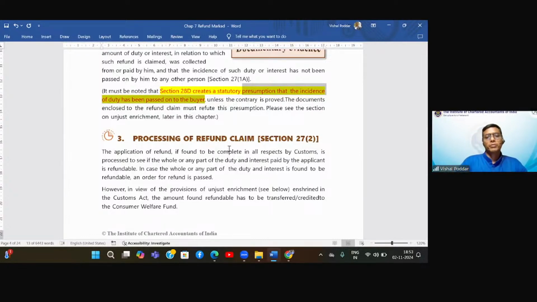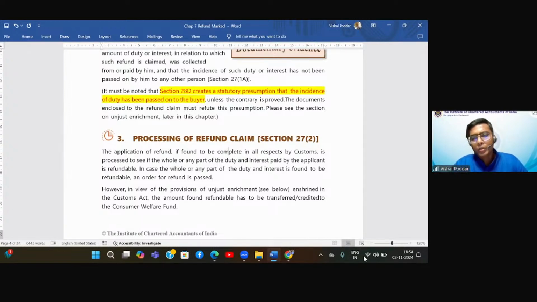Similarly, under the customs law, certain things are presumed by the law. So over there, the burden of proof is on you. Now you have to first prove this, because the law has presumed this. What have they presumed? They have presumed that wherever you are applying for a refund, the duty incidence has been passed on by you to your buyer. Now, if you want a refund, if you want the doctrine of unjust enrichment not to affect you, then firstly it is your responsibility to prove with documents that you have not passed on the burden. This is what Section 28D is doing, in very simple words.